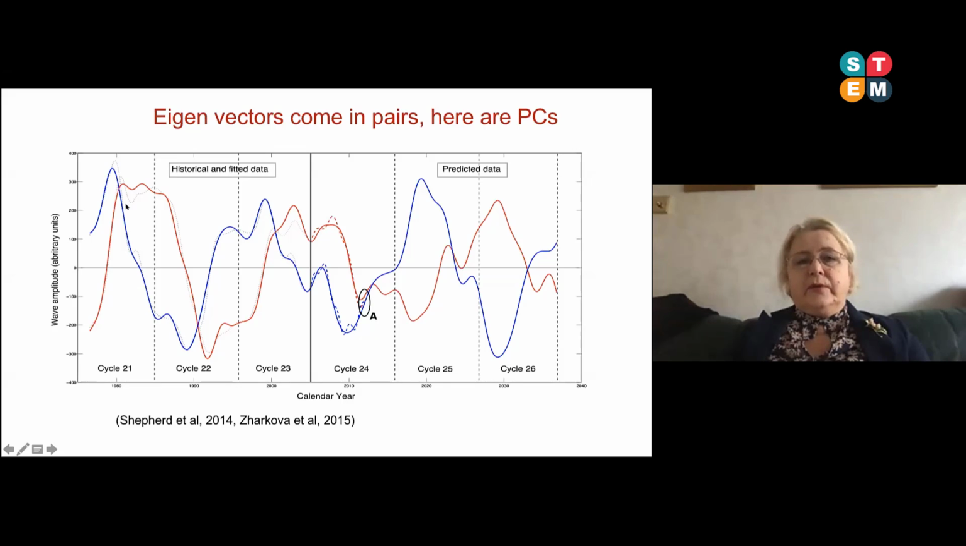Red line is northern polarity, blue line is southern polarity. What we discovered, you see the vertical dashed line show you separation of the cycles. So for the time being, we don't look at the right-hand side, only the first 3 cycles. What we found is that these waves look somehow organized.